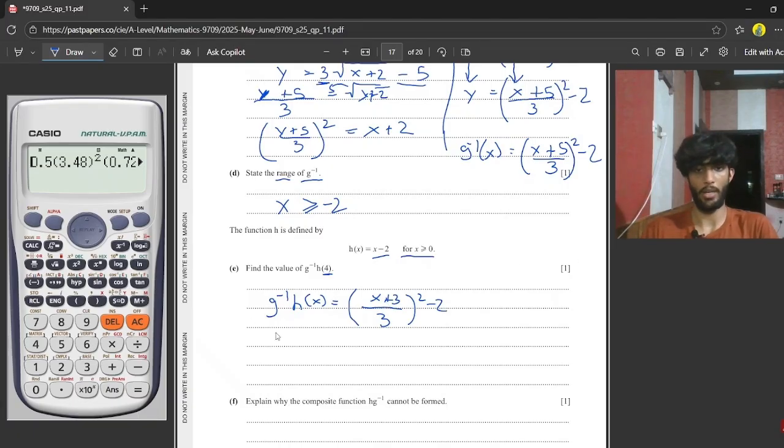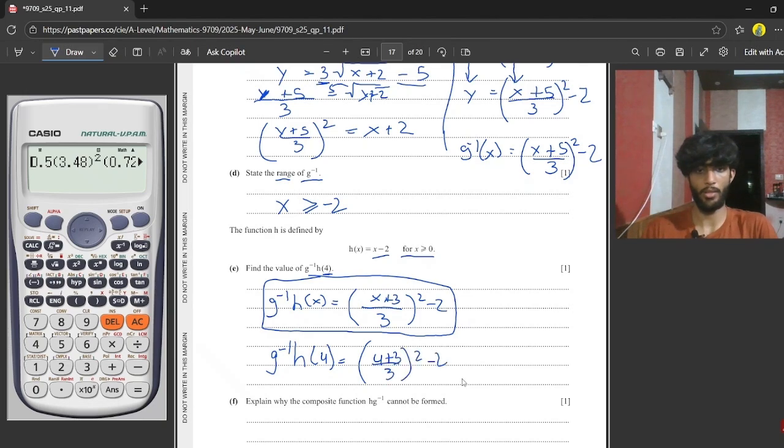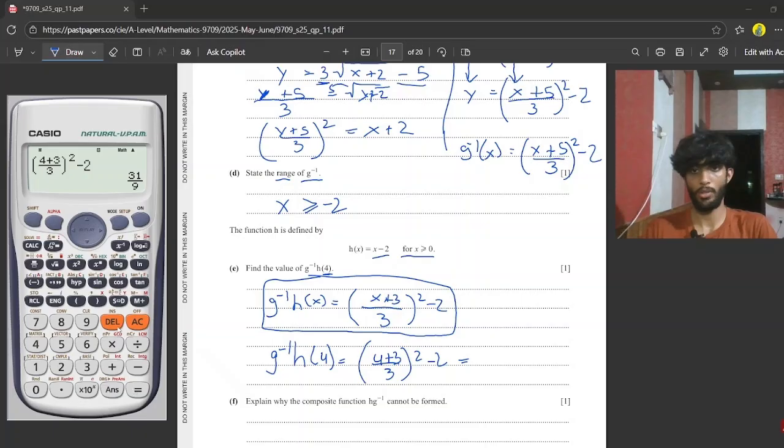Now we have to solve this out. Actually, I don't even have to solve it out. This is my function g inverse h of x, right? Now I can use this to find g inverse h of 4. So I have 4 plus 3 over 3 squared minus 2. Let's solve this out. I have to put a bracket, so it's 4 plus 3 divided by 3 raised to the power 2 minus 2. That is equal to 31 by 9. I hope this is correct. I hope I didn't do anything wrong over here.